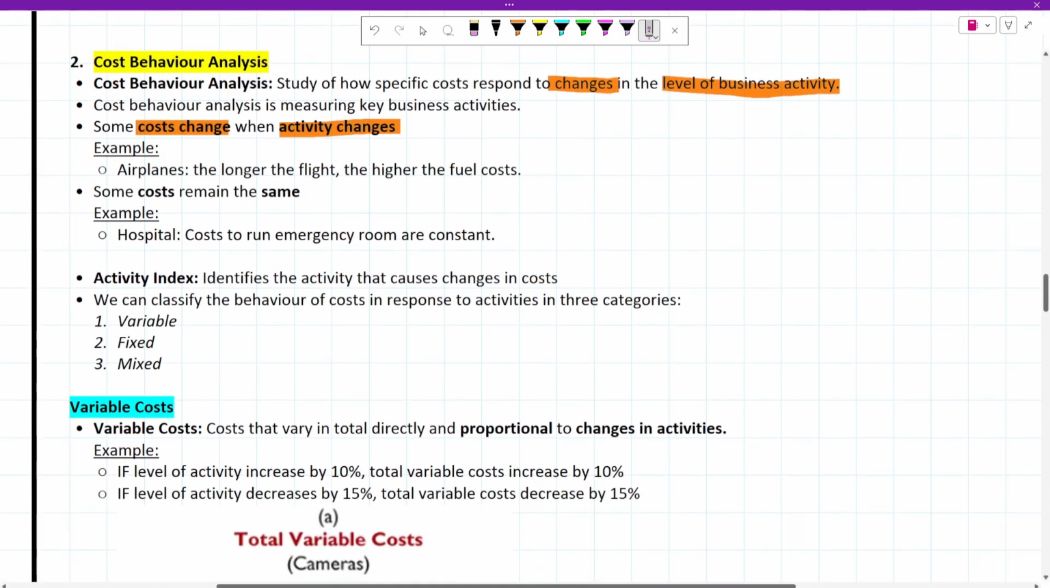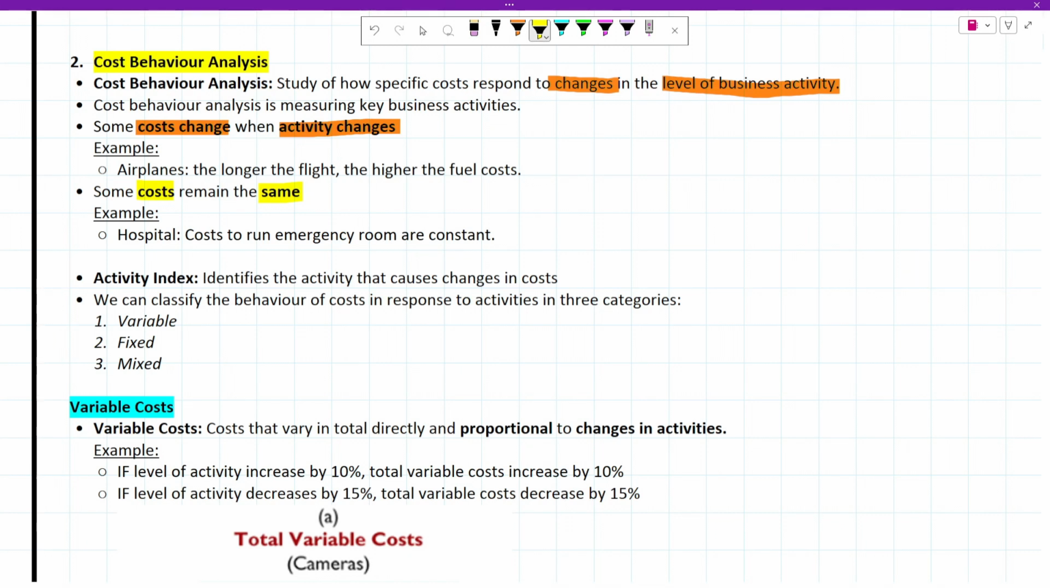So some costs remain the same. I'll put that in yellow since it's opposite of the orange. So costs remain the same. An example of this is, let's talk about hospitals. Costs to run emergency rooms are usually constant, no matter if we have a patient or not, because for lights, it's always the same amount of money to keep the lights on.